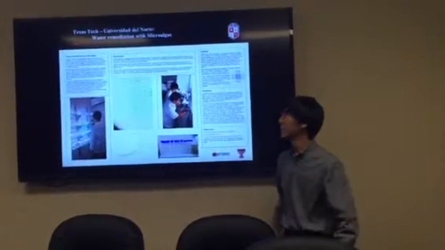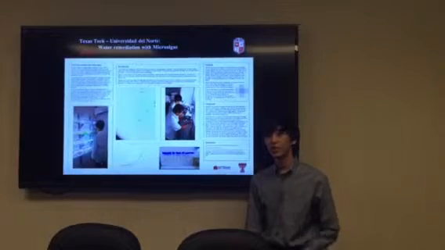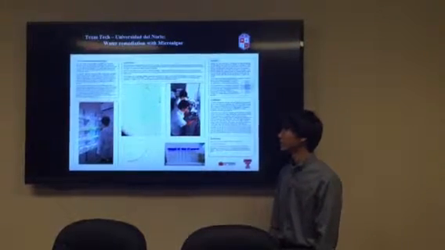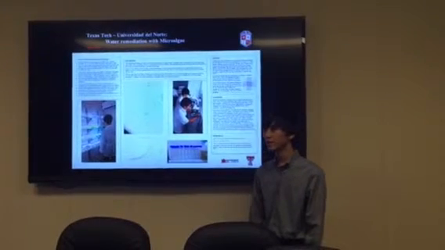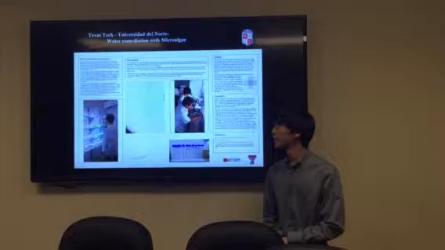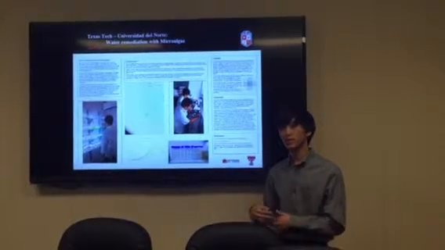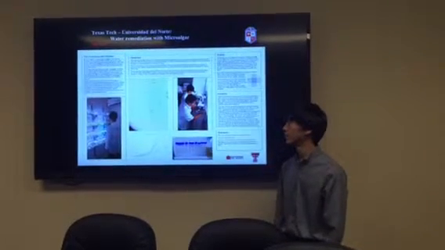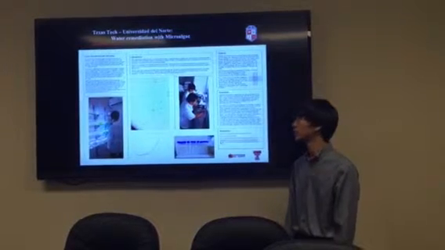Phenol is a chemical that is found in paint or disinfectants, and it's pretty common to find in the waters in Colombia. And the tar was from a gasification system that they were working on at the Universidad del Norte. They were trying to figure out a way to remove it, and they were trying to see if they can use algae to remove that.